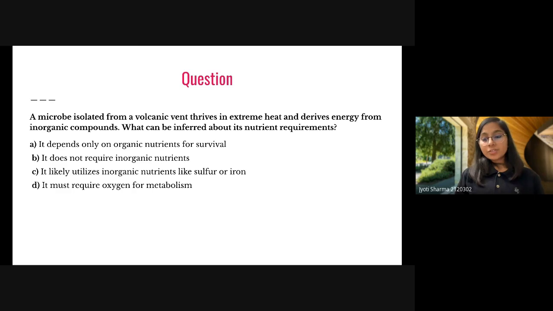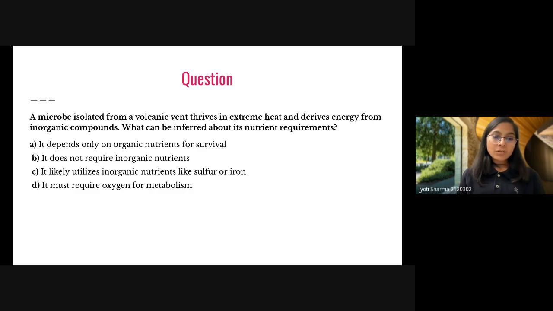Okay, the next question is on the classification of microorganisms. A microbe isolated from a volcanic vent thrives in extreme heat and derives energy from inorganic compounds. So that particular microbe can survive in extreme heat, and it can also derive energy from inorganic compounds. What can be inferred about its nutrient requirements? So what kind of microorganism are we talking about?